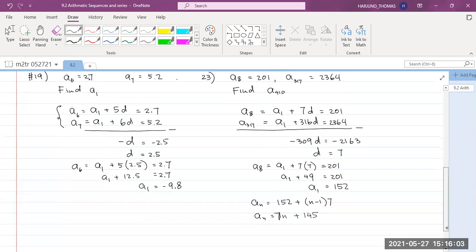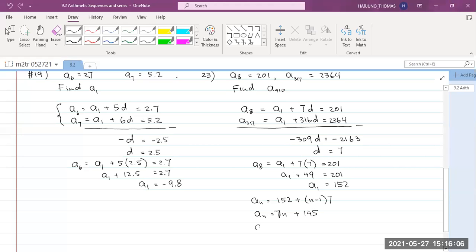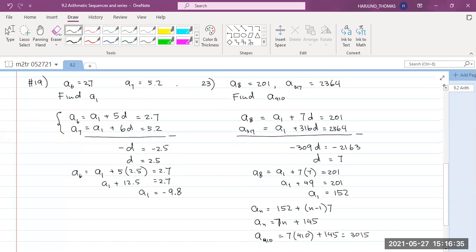Now, therefore, the 410th term is 7 times 410 plus 145. That will be 3015. Okay, I think this is the standard procedure. This is the standard procedure.